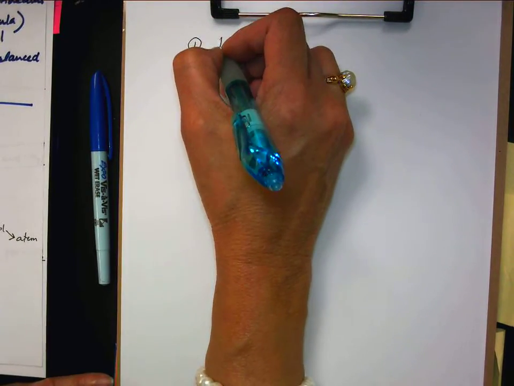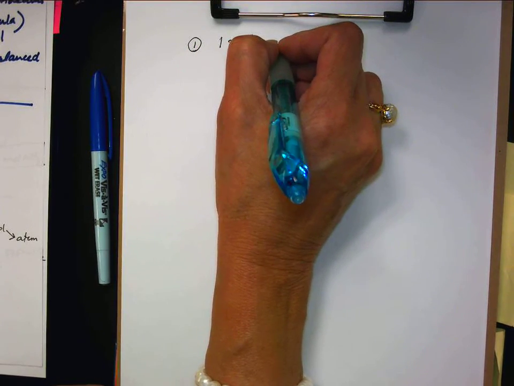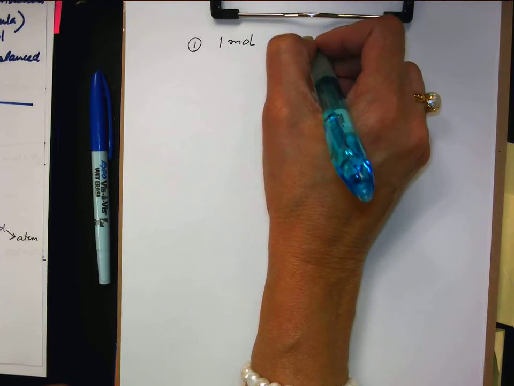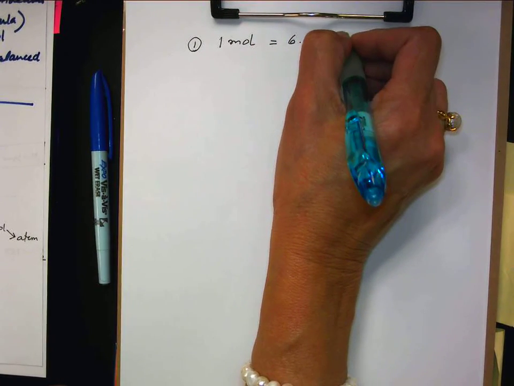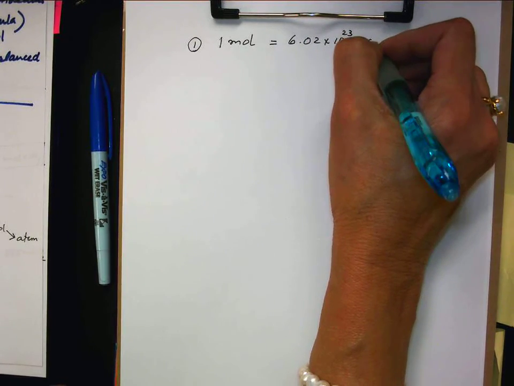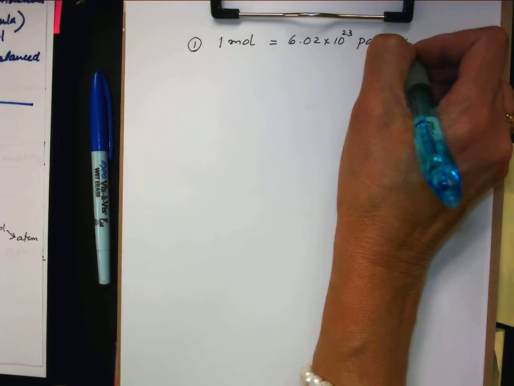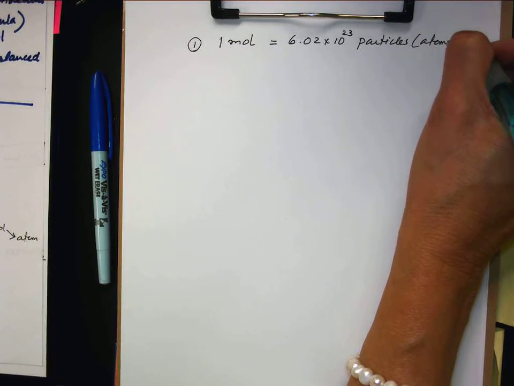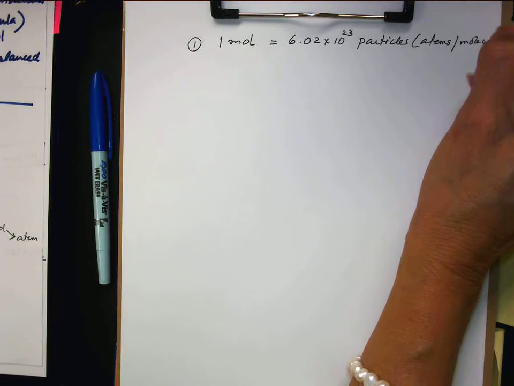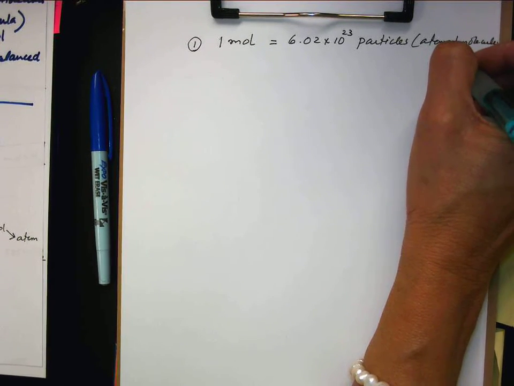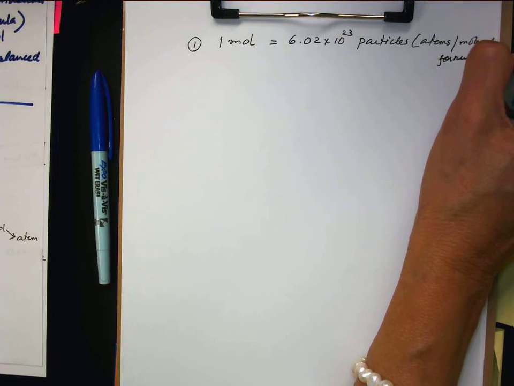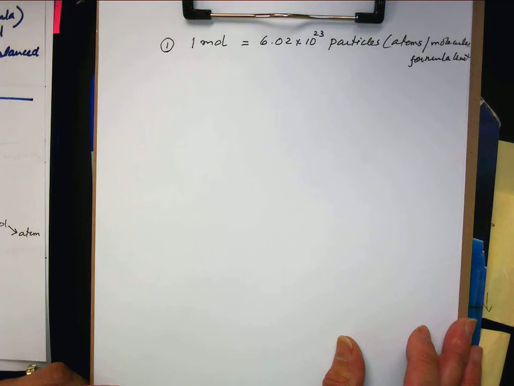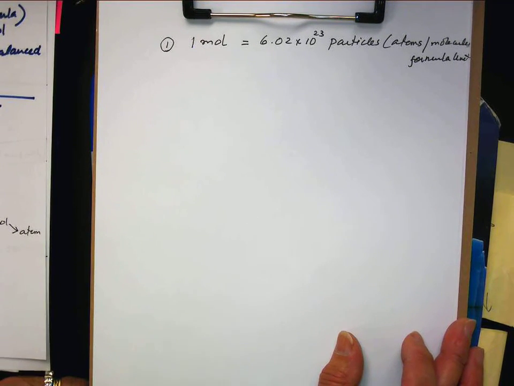1 mole. All right, 1 mole of anything is how many particles? 6.02 times 10 to the 23 particles. These particles can be atoms or molecules or formula units. Sometimes it will say atoms, sometimes molecules, sometimes formula units.